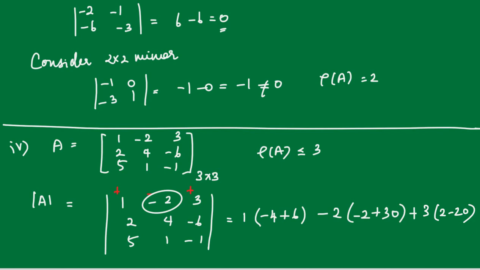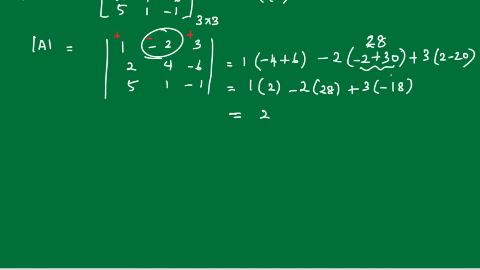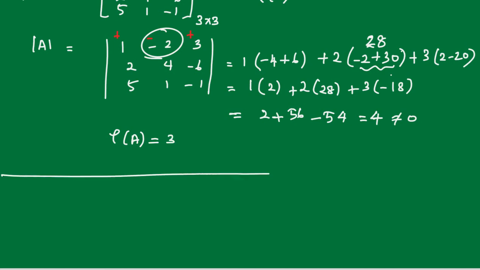So we have expanded the determinant. Now we are going to find the value of the determinant. This is minus of minus 2 into, so this gives us plus here. So 2 plus 56 minus 54, which is equal to 4, not equal to 0. So expanding the determinant, we get not equal to 0. So we say the rank of A is equal to 3.